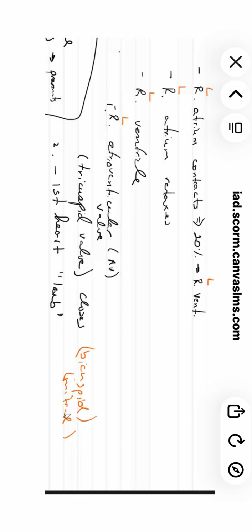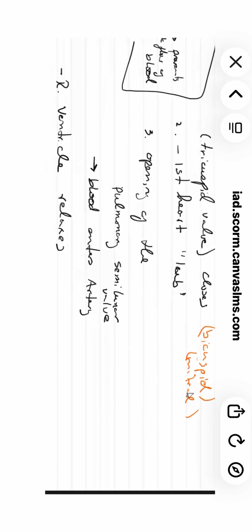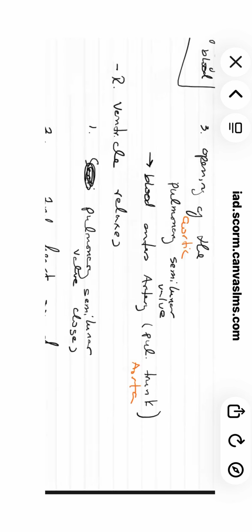Once that happens, we get the first heart sound, same thing, and then instead of the pulmonary semilunar valve opening, this is going to the aorta, so the aortic semilunar valve opens, and blood enters the artery. In this case, which artery is it going to be? Back on the right side, that was the pulmonary trunk. On the left side, that's going to be the aorta. Start of the systemic circuit. Then last but not least, let's finish strong.